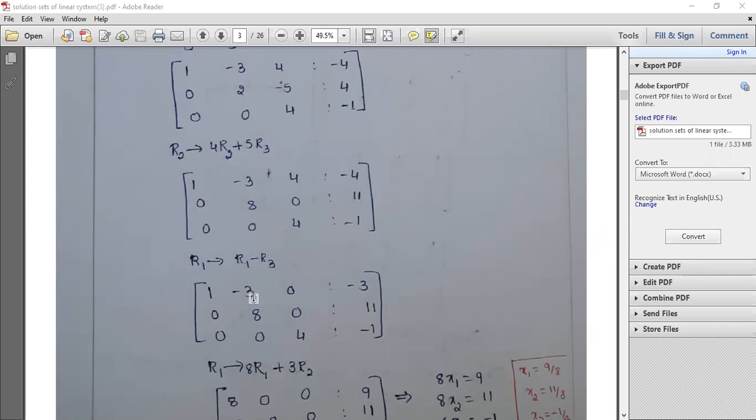That is, R1 minus R3 will lead to 1 minus 3 as it is, 4 minus 4 is 0, minus 4 and minus of minus, plus 1, is minus 3 again. Then 0, 8, 0, 11. Then 0, 0, 4, minus 1.